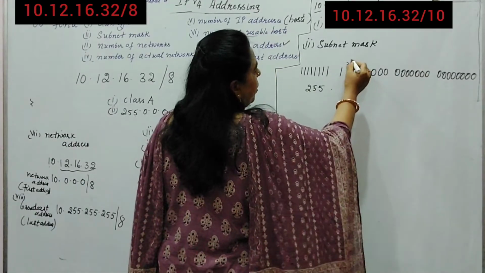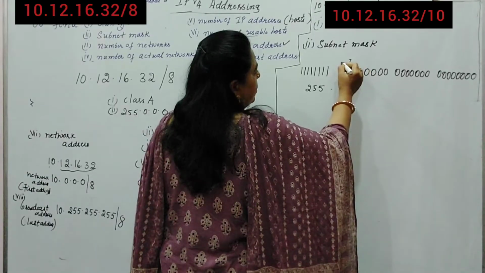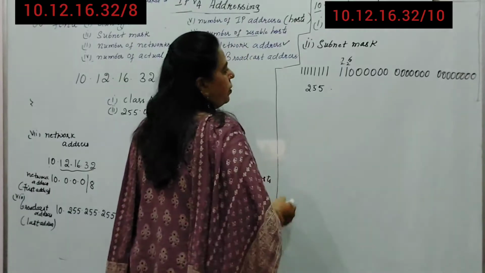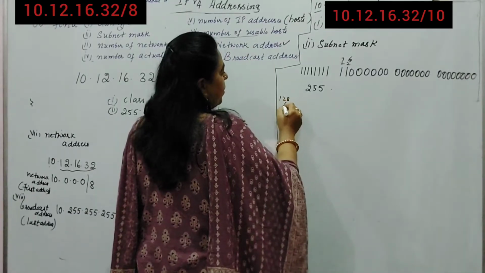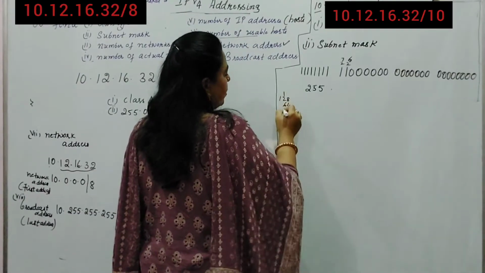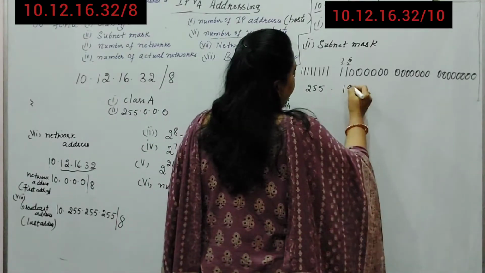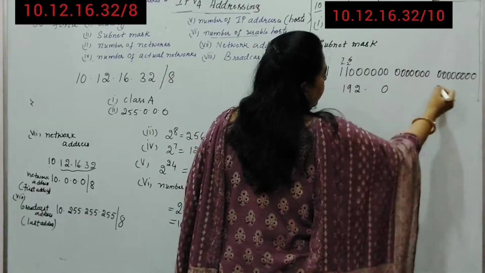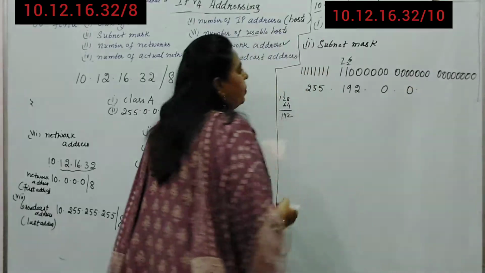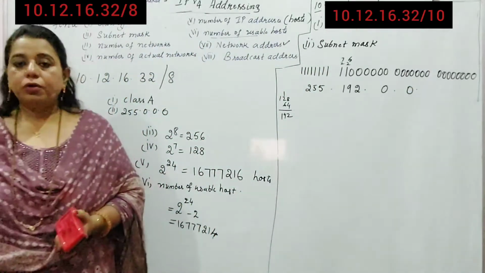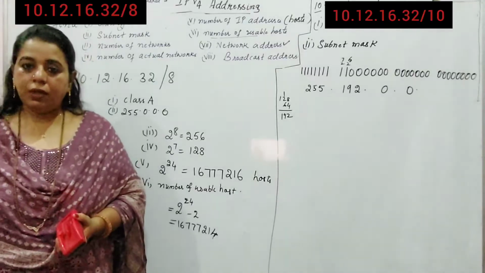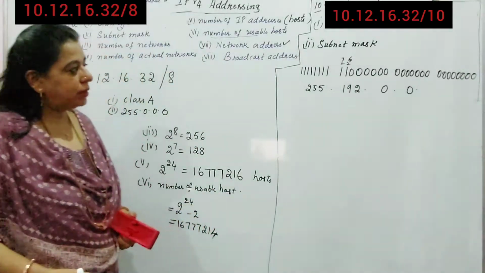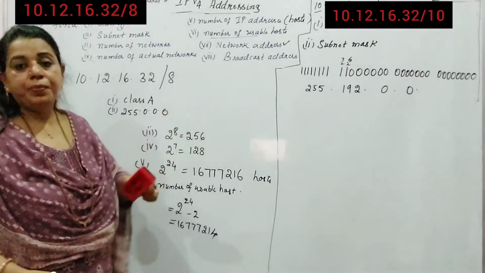This is 2 to the power of 7, and this is 2 to the power of 6. So 128 plus 64 is how much? 192. You will be writing 255.192, and for this it is 0, and for this it is 0. So the subnet mask value in this case will be 255.192.0.0.